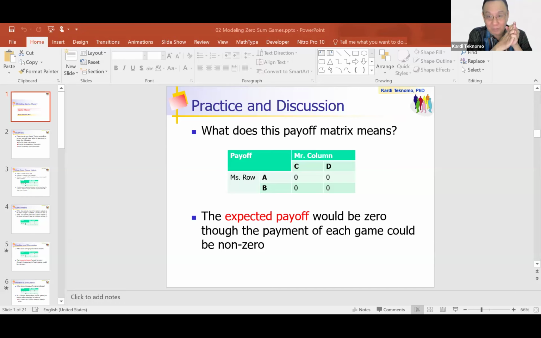What does this payoff matrix mean? Anyone have an idea? All 0, 0, 0.